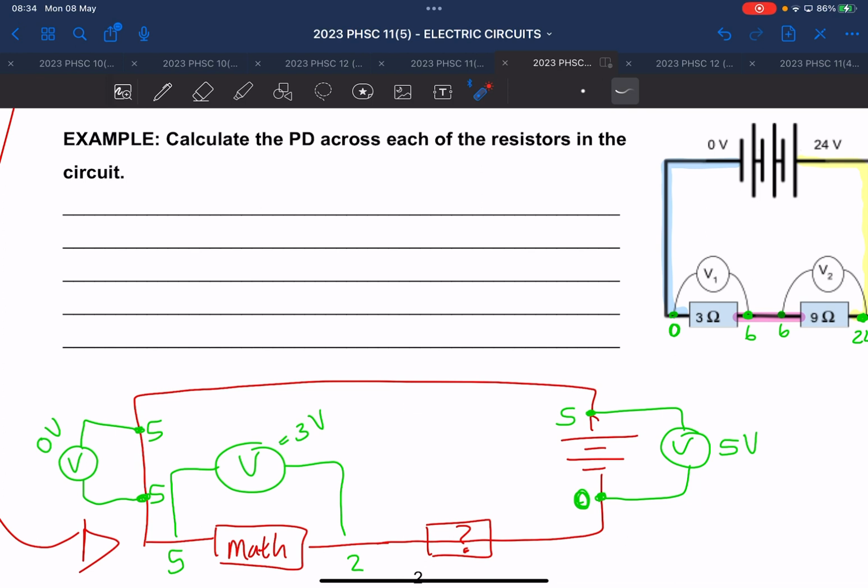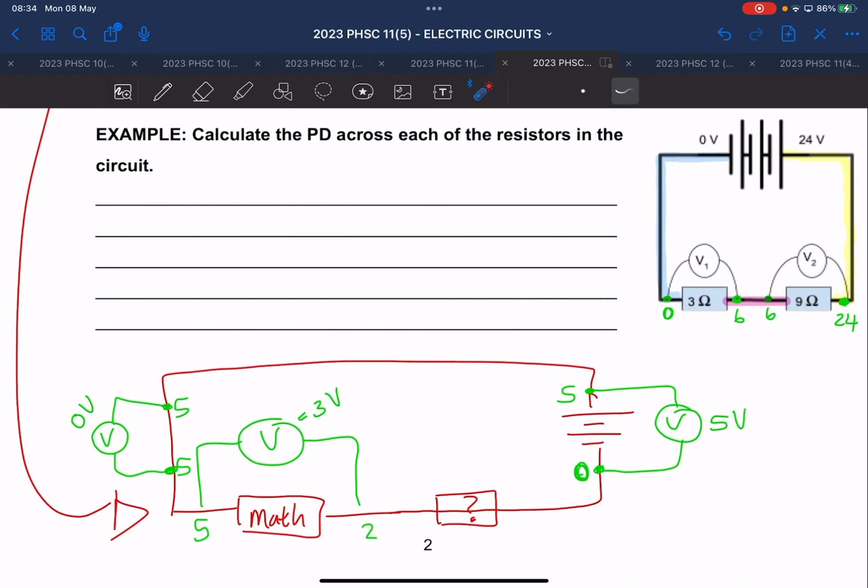So look at the units. This is volts. This is ohms. You cannot add or subtract. You can divide and multiply to get into the equation, but you can't add or subtract it. Okay, right. Now, how did we get to that?